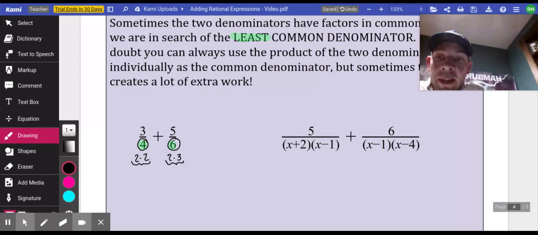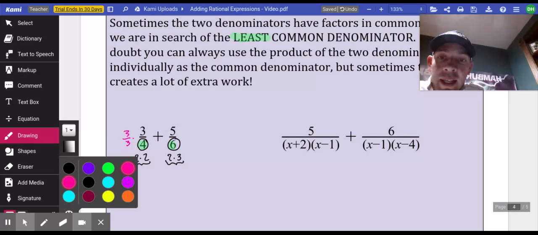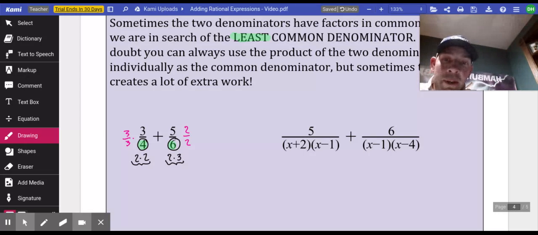So I'm going to multiply the first one here by 3 over 3. And the second one by 2 over 2. So notice the first thing I'm doing is I'm saying, okay, what is this denominator missing, right? This guy was missing a factor of 3, so that's what I multiplied it by. This one was missing a factor of 2, so that's what I multiplied it by.